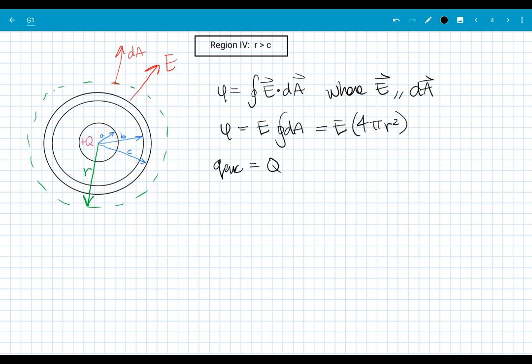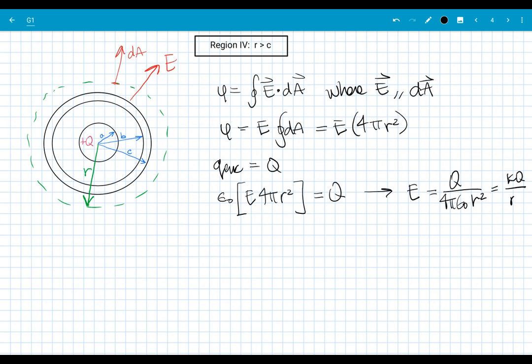So out here, you see that we're going to get the same result as last time, right? When we apply Gauss, what we get is epsilon naught times E times 4 pi r squared equals Q. That's going to give me E is equal to Q over 4 pi epsilon naught r squared, which is the same as the point charge. This turns out to be KQ over r squared, right? Same as our point charge equation.